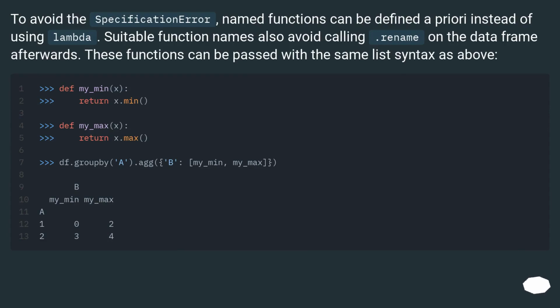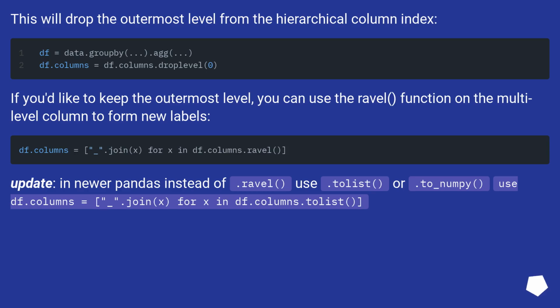To avoid the SpecificationError, named functions can be defined a priori instead of using lambda. Suitable function names also avoid calling .rename on the data frame afterwards. These functions can be passed with the same list syntax as above. This will drop the outermost level from the hierarchical column index.